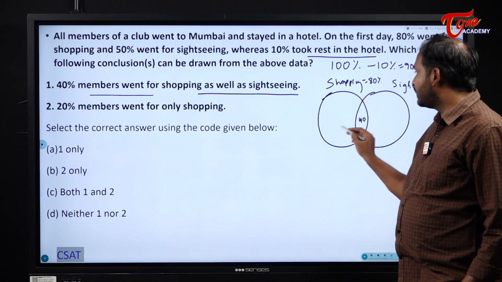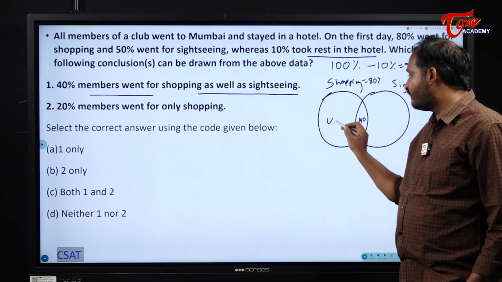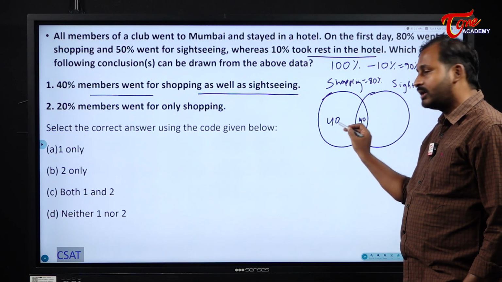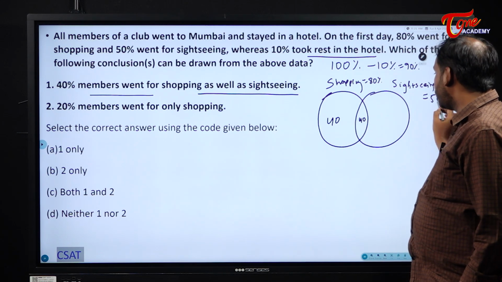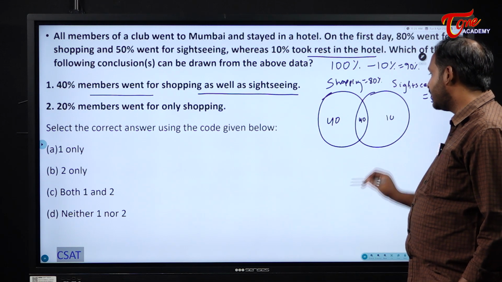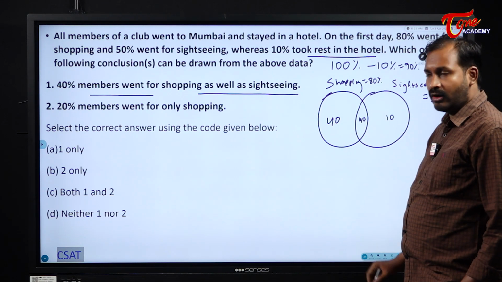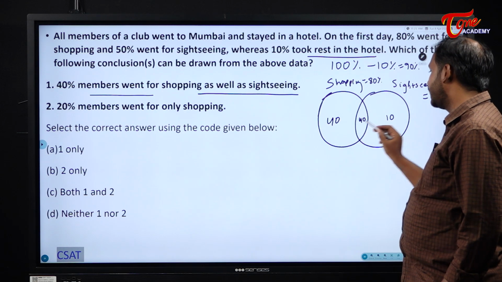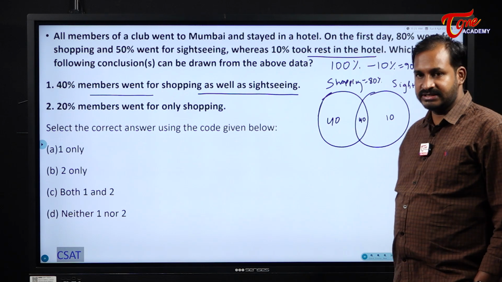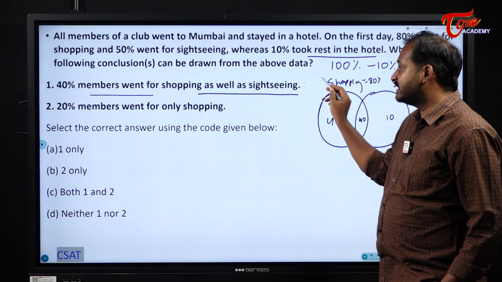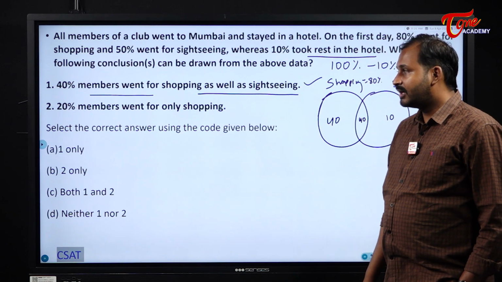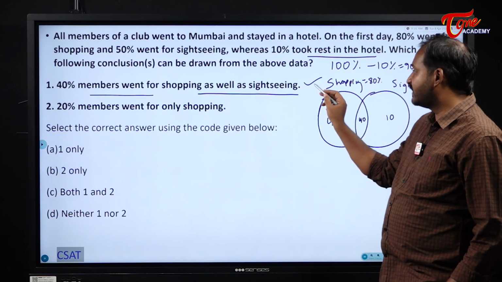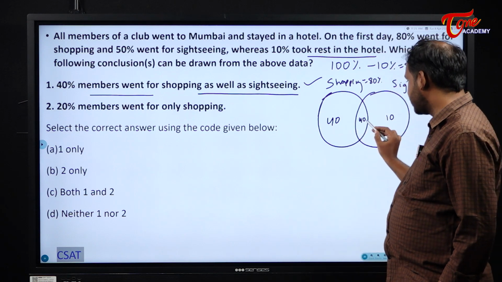And how much percent of people will go only for shopping? Tell me 40, right? Why? Because already out of 80, 40 was here. So 40 here. Out of 50, already 40 was there here. So I can write 10 here. Now add them. For overall, this total should be equal to 90. 40 plus 40 plus 10 is equal to 90. So the first one is a chance. Yes, definitely there is a chance.